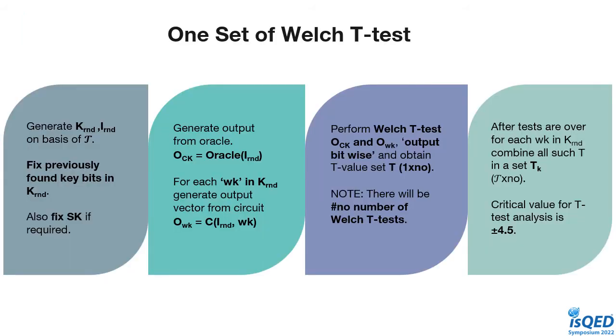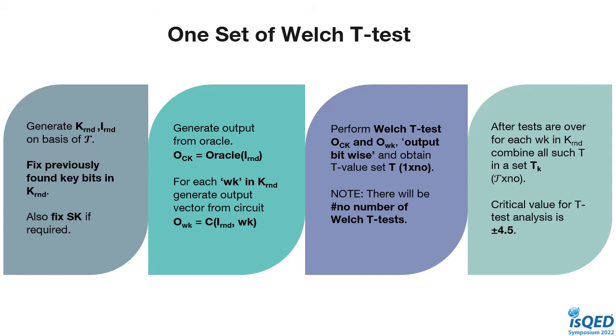So what is one set of Welch's t-test? Basically, we generate the random key set and input set on the basis of the value of tau, and now fix previously found key bits in that random key set. We can also fix the SAT keys if required. Now for the first sample of the Welch's t-test, we need to generate the output from the Oracle with this particular input set, and it will be called OCK.